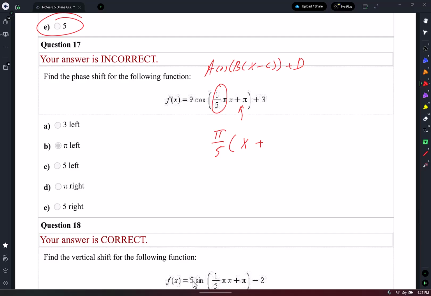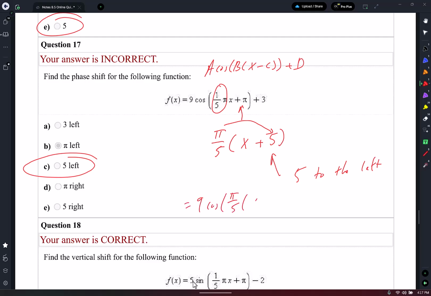Well, if I factor out a pi over 5, that means I'm going to have a 5 right here. See? Because if you distribute pi over 5 times 5, that's pi. Do you see that? So it moves 5 to the left. That makes sense? 9 cosine pi over 5 times x plus 5, close, plus 3. So there it is, 5 to the left.